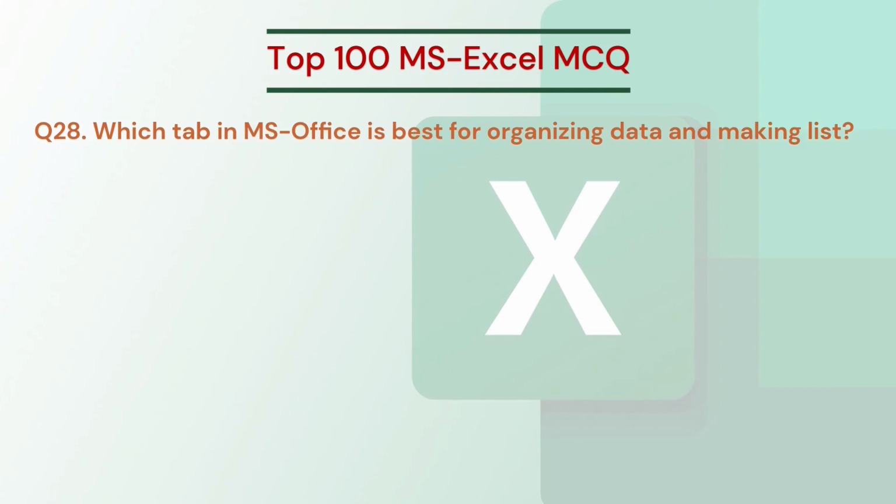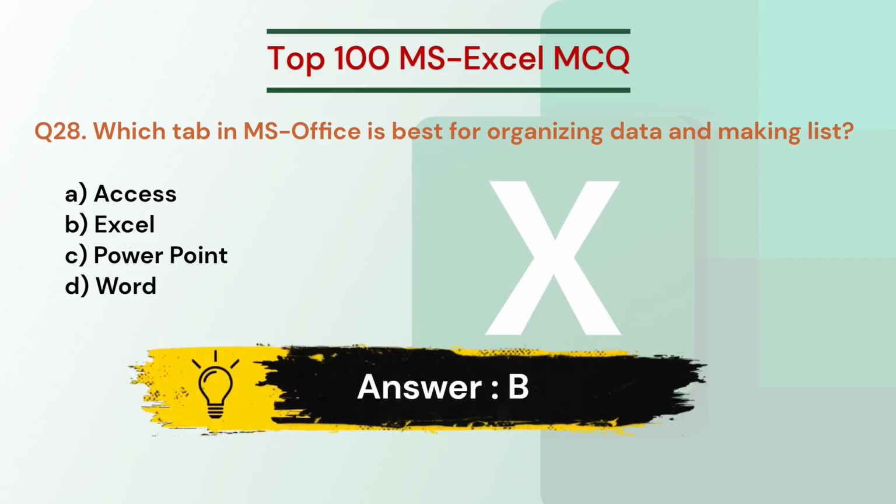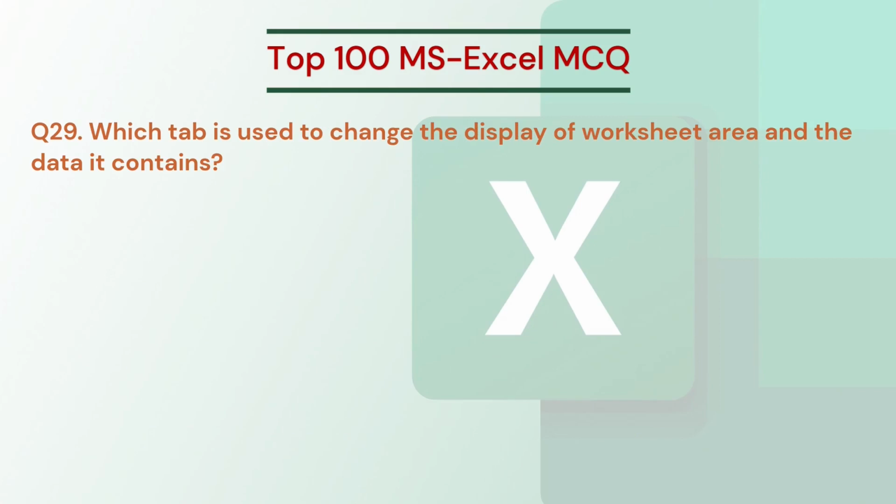Which program in MS Office is best for organizing data and making lists? A. Access. B. Excel. C. PowerPoint. D. Word. Correct answer is B. Excel.